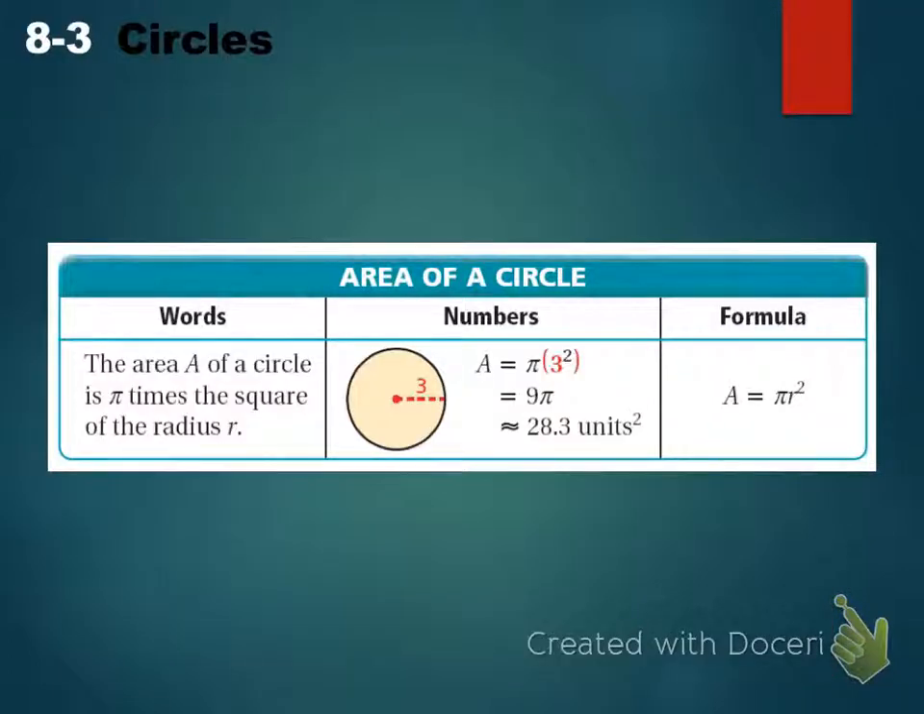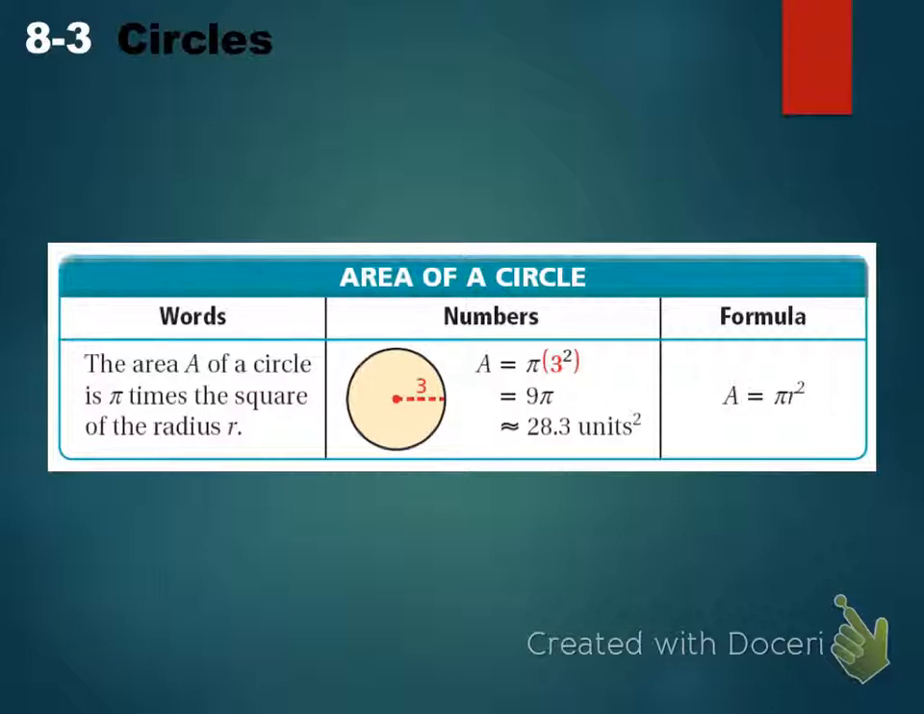Okay, area of circles. The area, which is a capital letter A, of a circle is pi times the square of the radius. So if you're looking at our example here, we have a circle with a radius of 3. So area equals pi 3 squared. 3 squared is 9, so we write that as 9 pi. We usually write the number first when we write it like that. So it would be 9 pi.